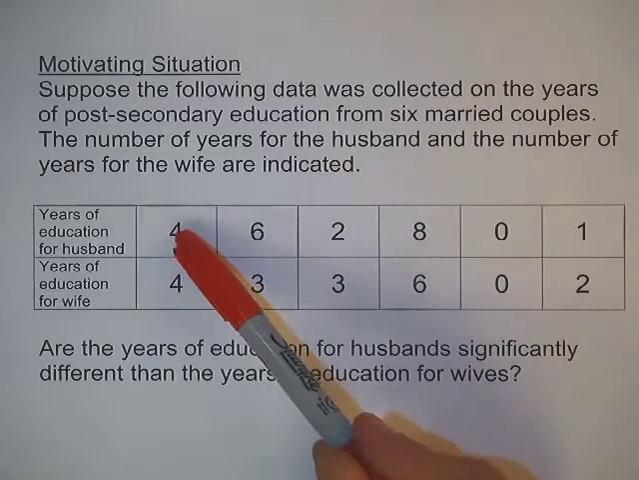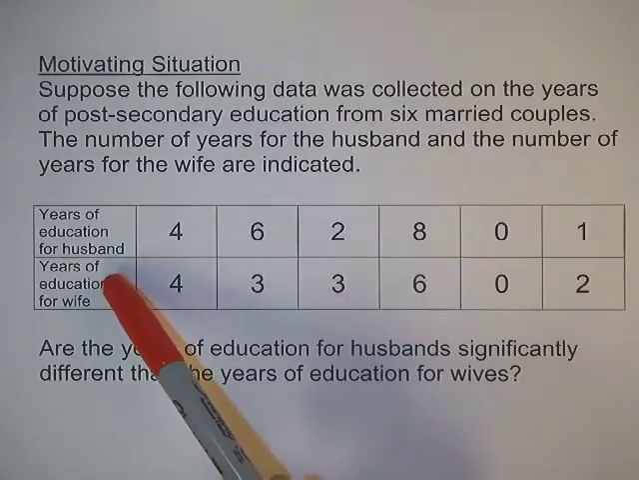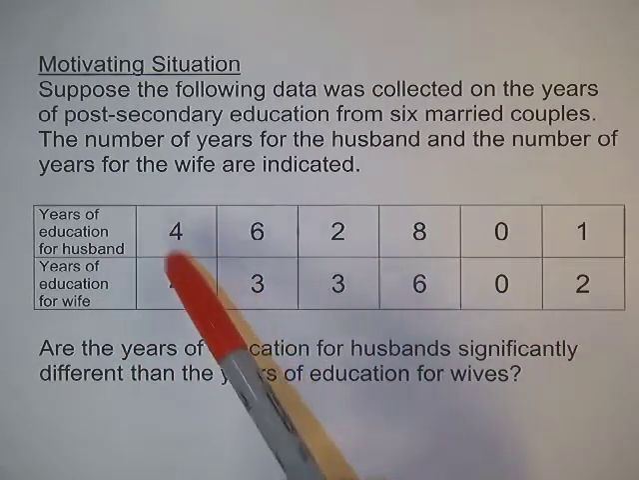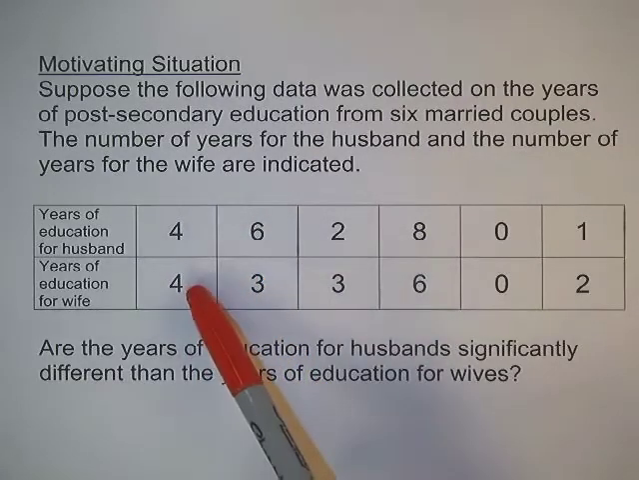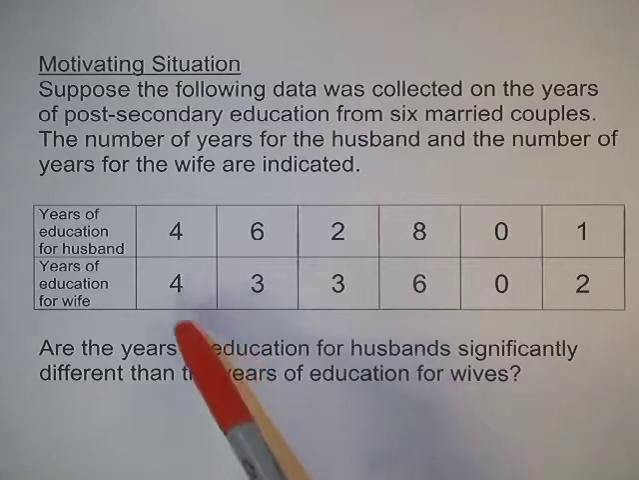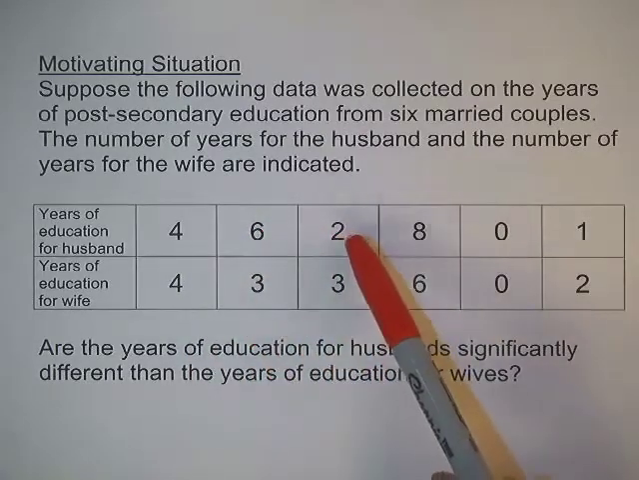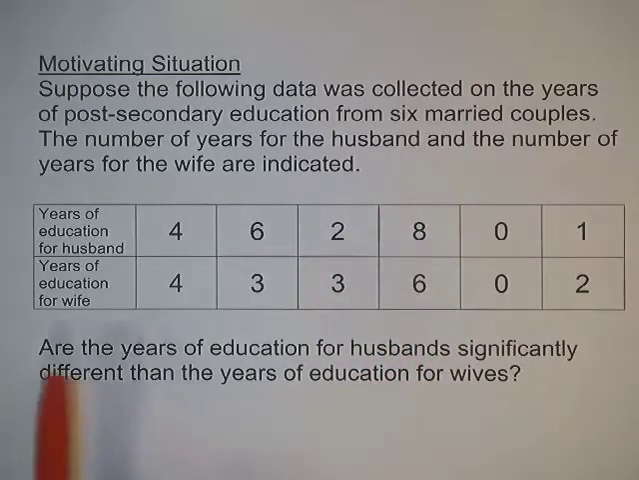In this case, this row represents the years of education for husband, and this represents the years of education for wife. So for this specific married couple, the husband had 4 years of post-secondary education and the wife had 4 years of post-secondary education. We can see in this case, husband had 6, wife had 3. Third couple, husband had 2, wife had 3. Now the question is: are the years of education for husbands significantly different than the years of education for wives?